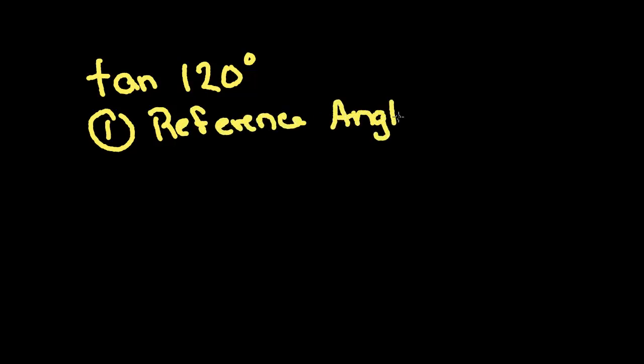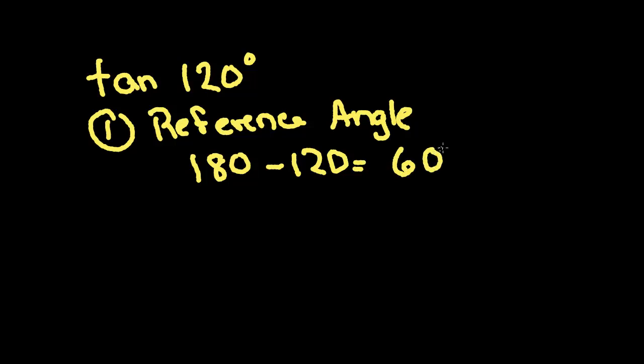So I'm going to look to my magic numbers, 360 and 180. Which one can I use to give me a number in my first quadrant? Well, if I do 180 minus 120, that will work. And 180 minus 120 gives me 60 degrees. So I'm going to use that as my reference angle.